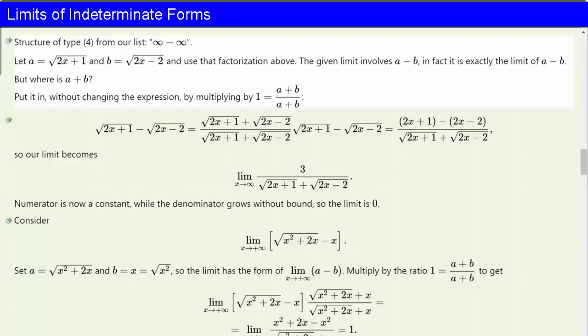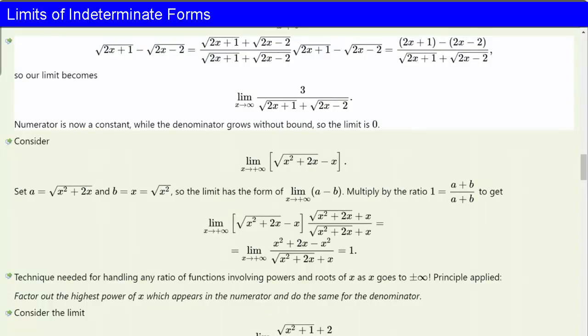So we put it in without changing the expression by multiplying the given expression by 1 in the form of a plus b divided by a plus b. When we carry out this multiplication and use the factorization, getting a squared minus b squared on top, our limit becomes the limit as x tends to infinity of just the number 3 in the numerator divided by a sum of radicals, square root 2x plus 1 plus square root 2x minus 2. We notice that the numerator is now a constant while the denominator grows without bound, so the limit is 0.